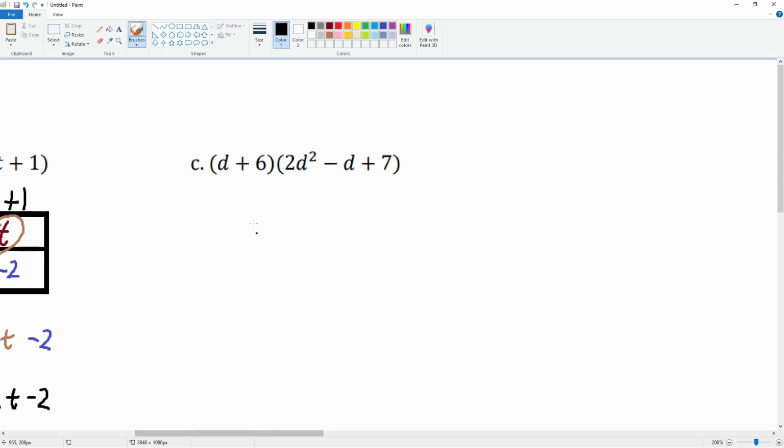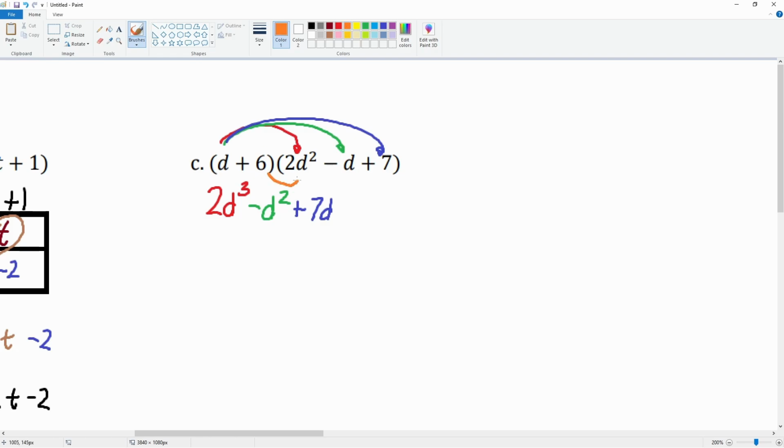All right. So here you can do it whatever you want: the distributive property like I did in A, or the area model. So for this one, I'm just going to do the distributive property. d times 2d becomes 2d to the third. d times d becomes d squared. Then d times 7 becomes 7d.